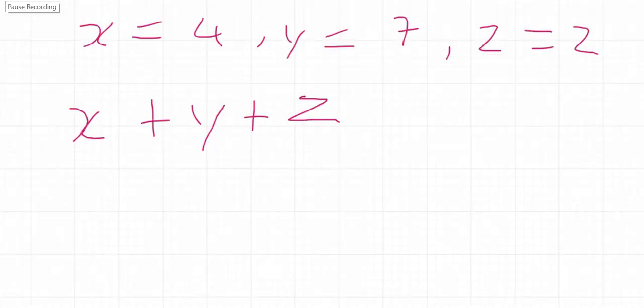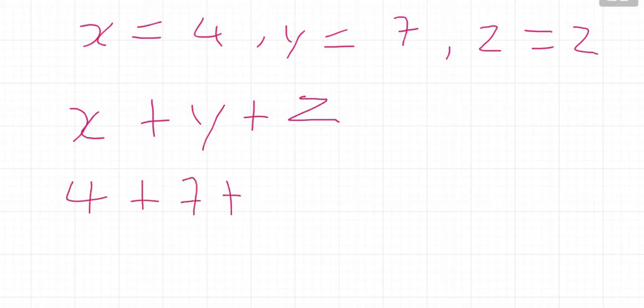So let us look at another example when we have x is equal to 4, y is equal to 7, and z is equal to 2. So we'll just do the same thing. We'll just substitute for x is 4 plus y is 7 plus z is 2. So let's just add these. 4 plus 7 gives us 11. 11 plus 2 gives us 13.